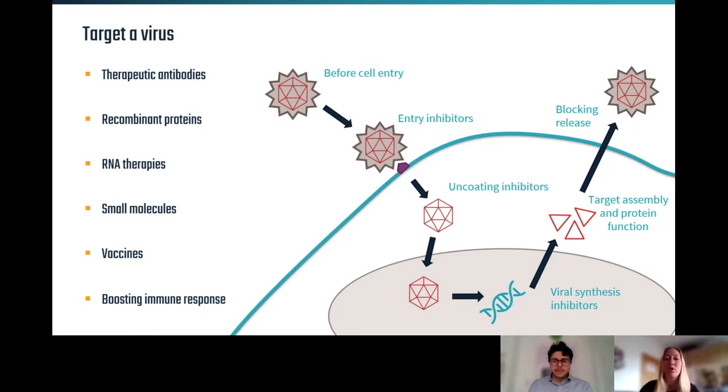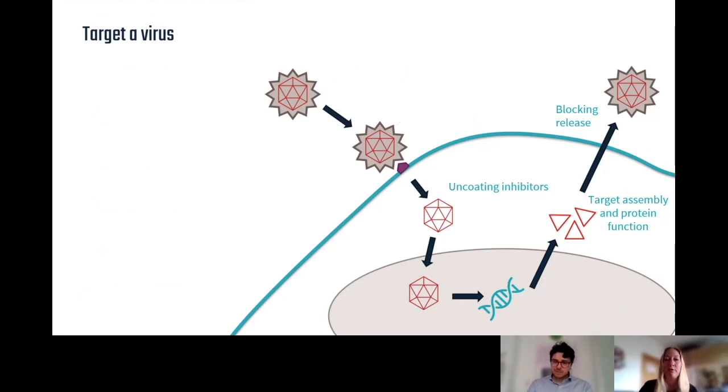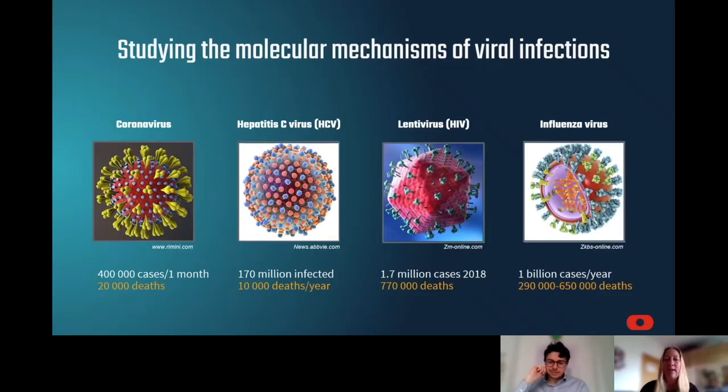Today we will show you some examples where researchers have used binding affinity, by using our microscale thermophoresis technology, to study the function of viral proteins involved in the entry of the virus and also in the replication of the virus. We have chosen four different viruses which we think have an impact on human society. First, of course, a very hot topic, the coronavirus. We have one example with hepatitis C virus, also one example of HIV, which is a lentivirus, and last but not least, the influenza virus.